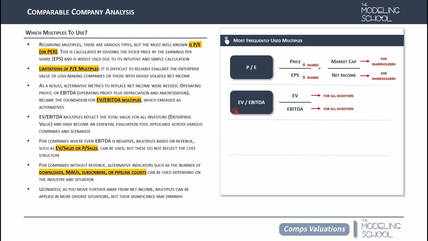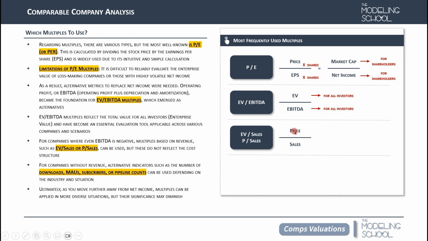Let's move on. What are we going to do even if EBITDA is negative, or even if EBITDA is unstable? In that case, we inevitably have to go up to sales or revenue, because revenue can't be negative. So this is where EV to sales or price to sales comes into play.